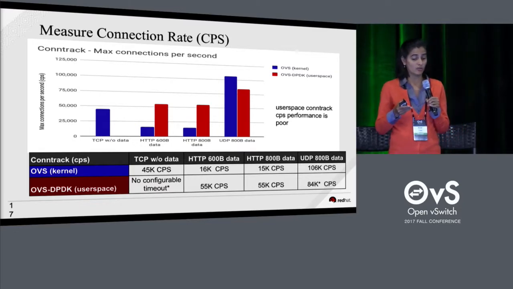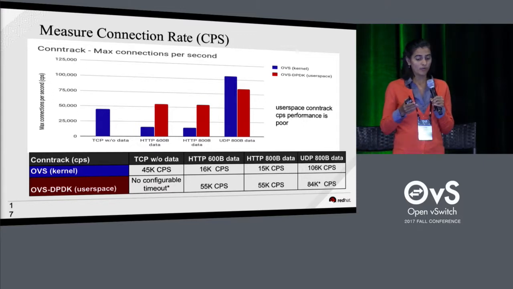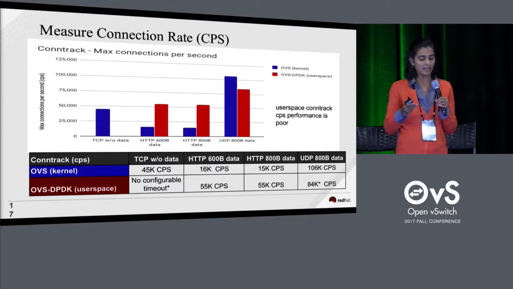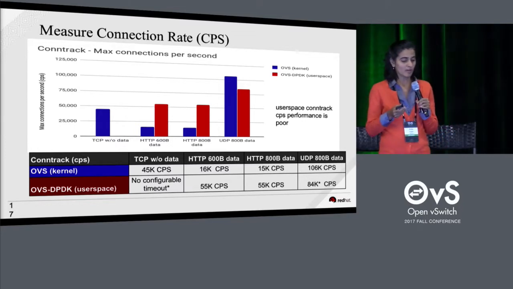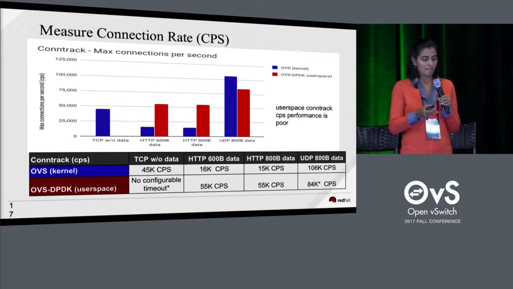TCP without data looks good. And both with the HTTP ones are between 10K to 20K, which is expected, though we would like to see definite improvements there.